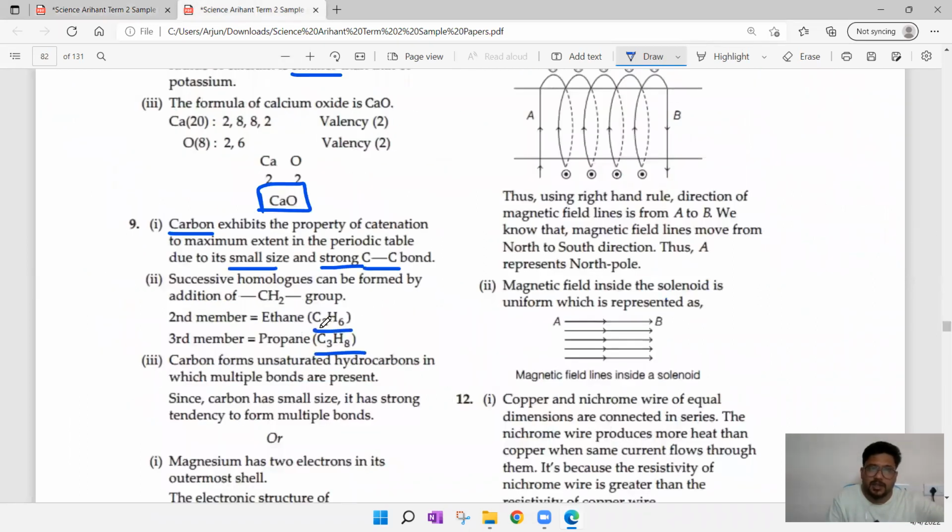So here you can write just C2H6. No need to write that it is ethane. C3H8, no need to write that it is propane. If you want, you can write it. No worries. If you don't write it also, they will not deduct any marks. So no need to worry about that.